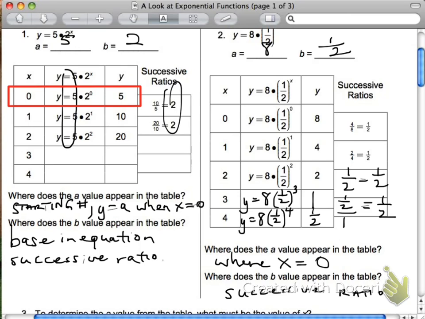So let's make some conclusions then. You've already done this earlier. You said A is the y-intercept. Is A always where x is 0? Yes, it is for exponential. What about B? B is always the successive ratio. So knowing that, if I know B and you ask me for the successive ratio, I can just say the successive ratio is 2. No math needed, right? If I don't know B, but I have a table, can I find the successive ratio? Yes. If I can find the successive ratio, I can therefore find B, right?